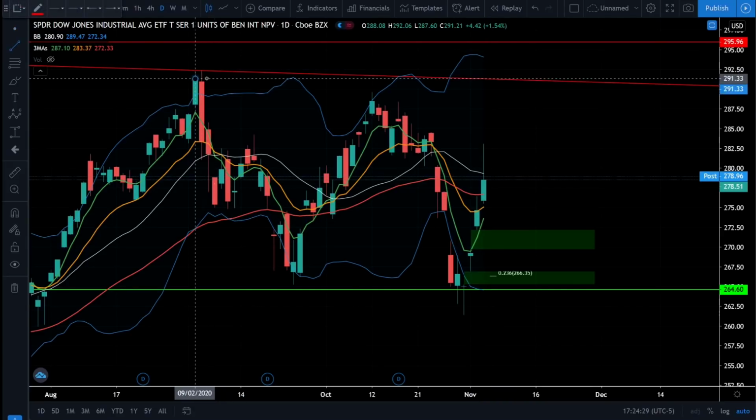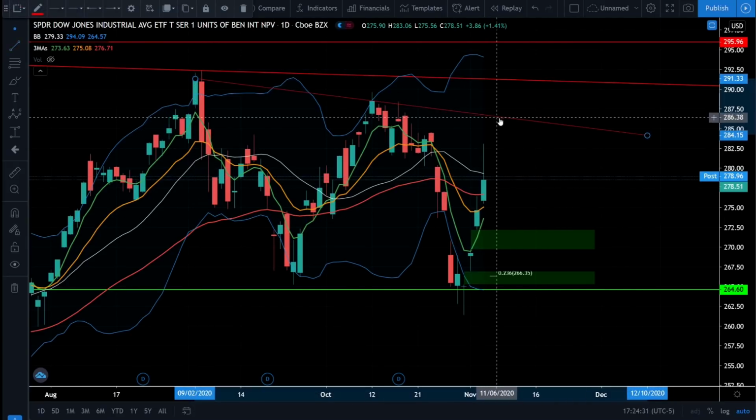Now on the Dow, we're also forming these lower highs, and we could find resistance somewhere around $286 on the DIA ETF. If we do break above that, that will be bullish, and we'll be looking for our next resistance level somewhere around $291.